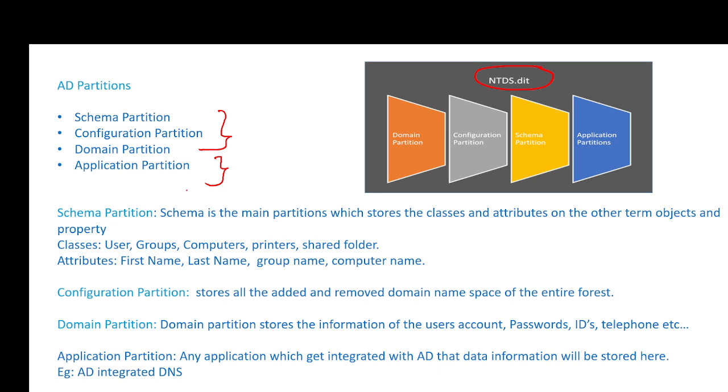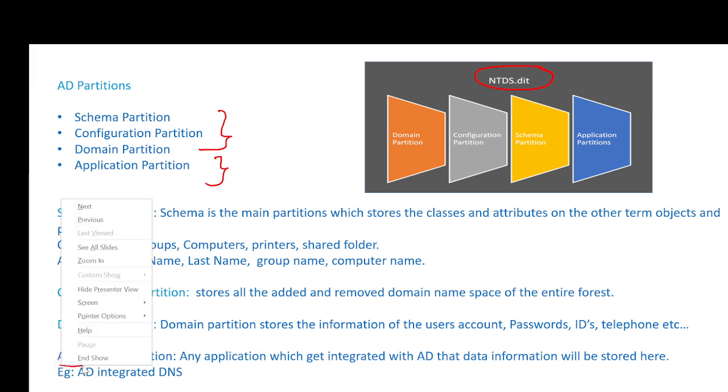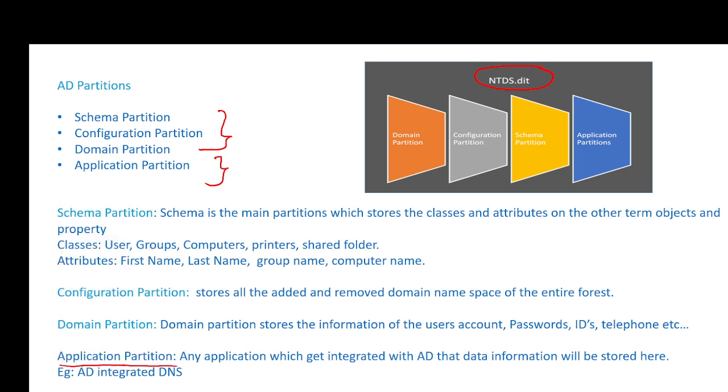And the last one is the application partition. As I told you, it gets created only when you integrate any application along with the Active Directory. Say for example, this DNS is there. DNS and Active Directory both are integrated. Without the DNS, Active Directory will not work. In order to have a healthy Active Directory estate, your DNS should work. If there is no DNS, Active Directory will not work because they both are integrated.